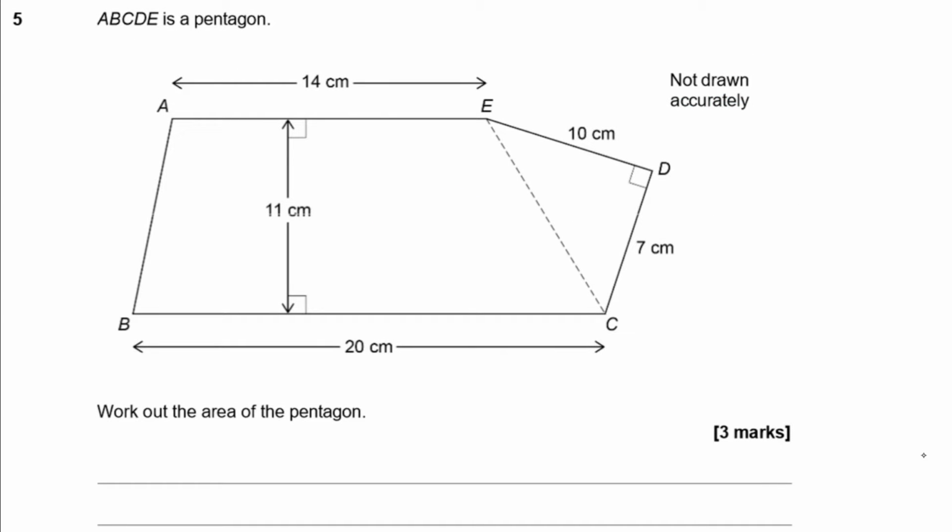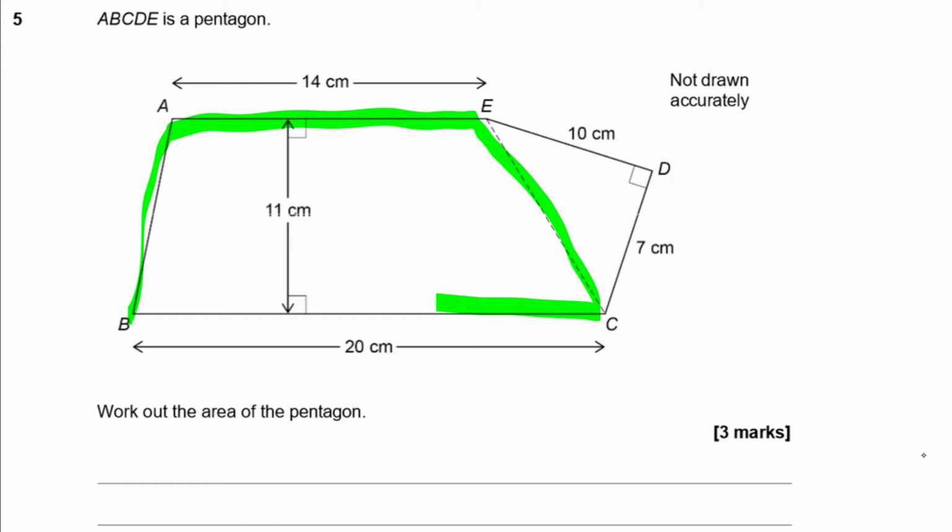Question 5. A, B, C, D, E is a pentagon. Yes, it is. Work out the area of the pentagon. Well, you can consider this pentagon to be made up of two shapes. You've got a trapezium part here, which I know how to work out the area of. And I've got a triangular part here.